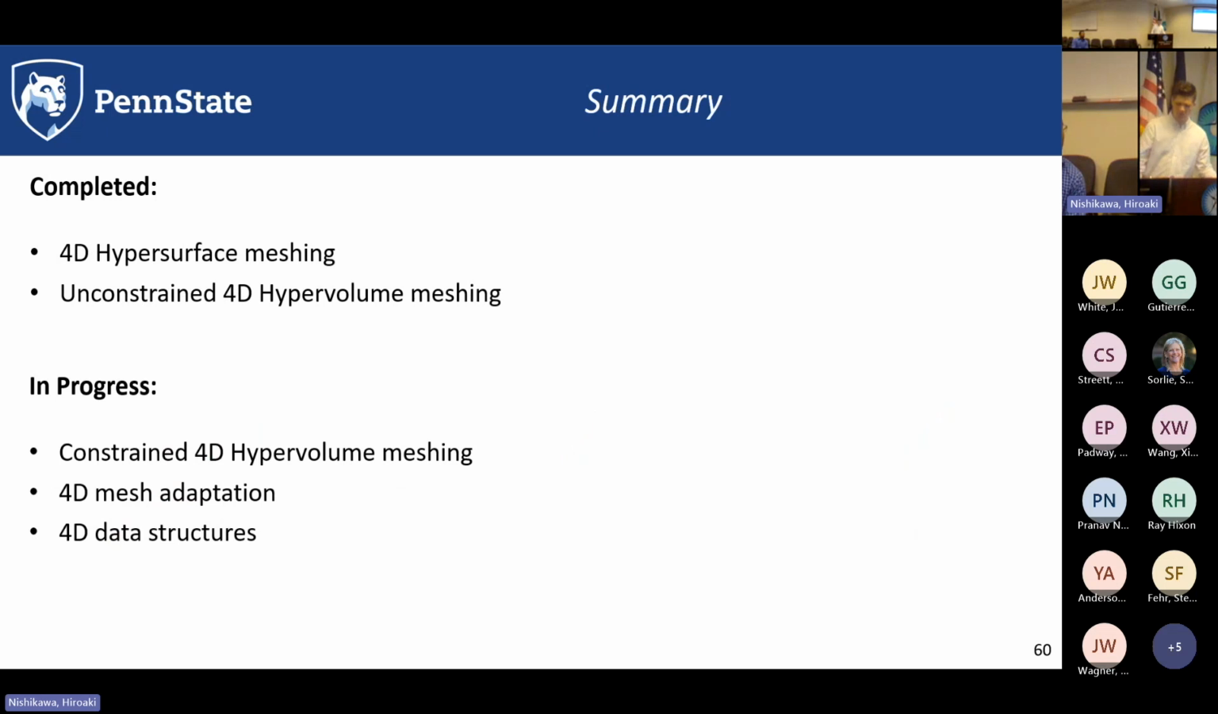So just a quick summary, what we have completed is a method for creating four-dimensional space-time hypersurfaces and unconstrained 4D hypervolume meshing techniques. We're currently working on constrained four-dimensional hypervolume meshing, meaning boundary recovery. In the future, we'd like to be working on mesh adaptivity and data structures in four dimensions.